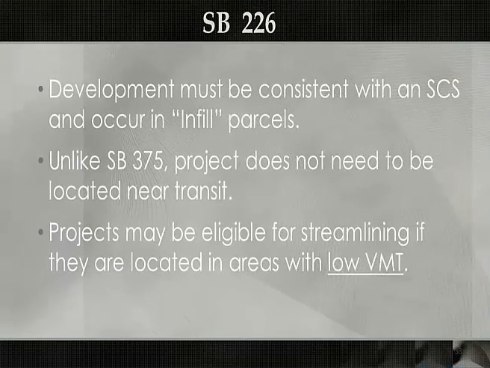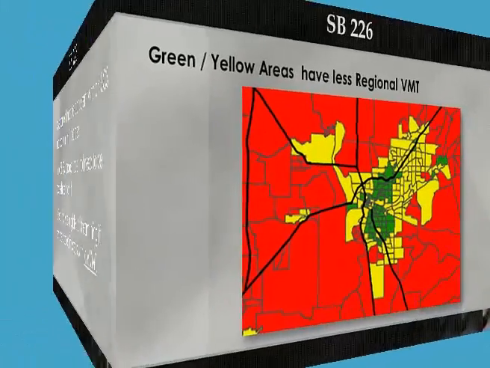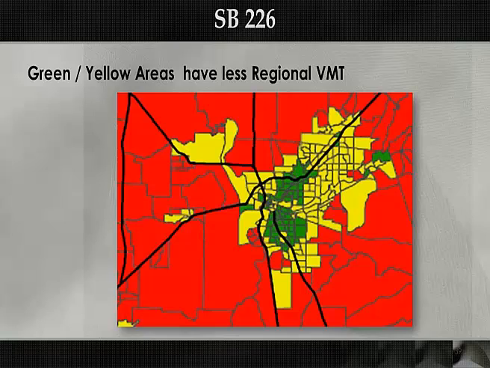Here it is right here. Essentially, these projects need to be located in an area that's got lower vehicle miles traveled. So in an area where people don't have to drive as far, that's where these infill benefits can occur. And I included this map here of yellow and green areas in the Sacramento region. This was done by the Sacramento Area Council of Governments, and it shows where some areas are that have less than average VMT. Yellow is the average VMT, and then red would be above average VMT. So projects that are located in these areas that are in green or in yellow could potentially use the SB 226 infill streamlining.